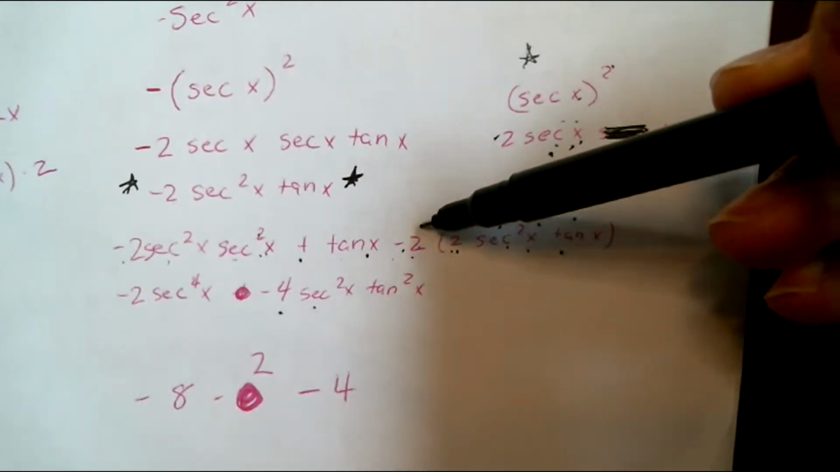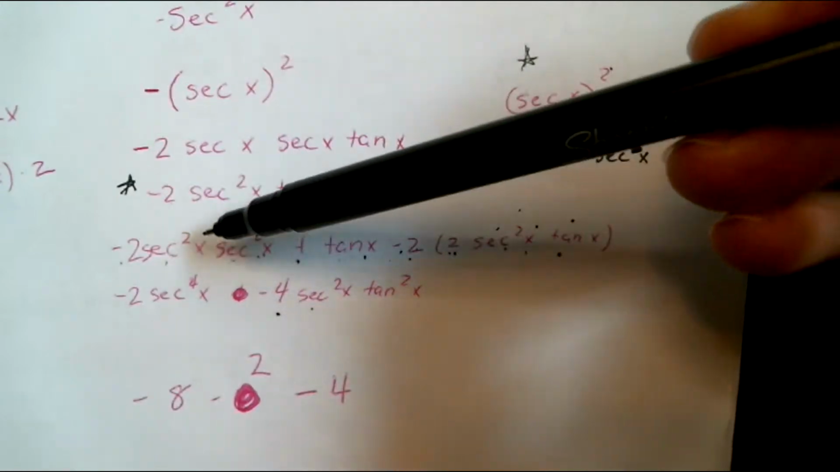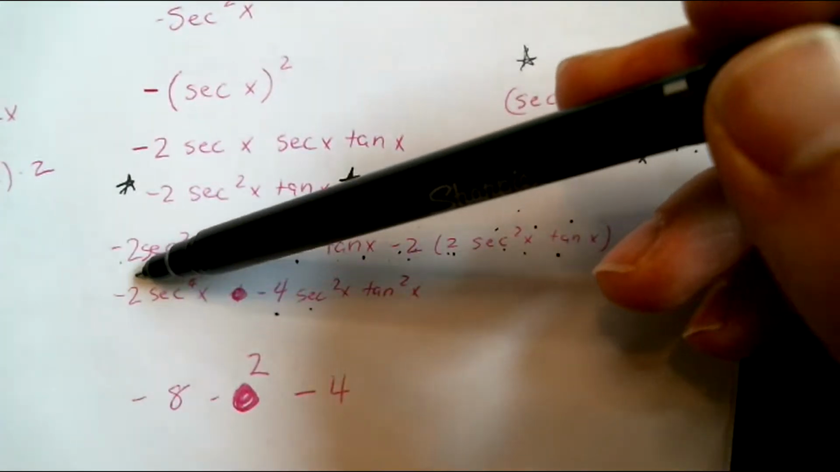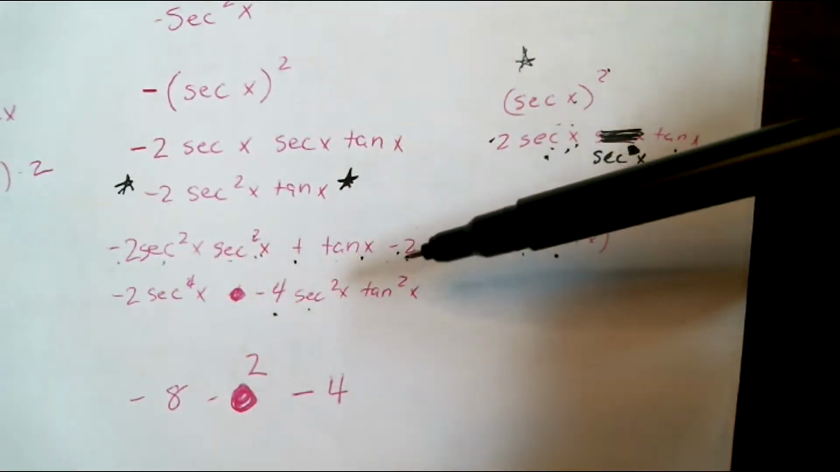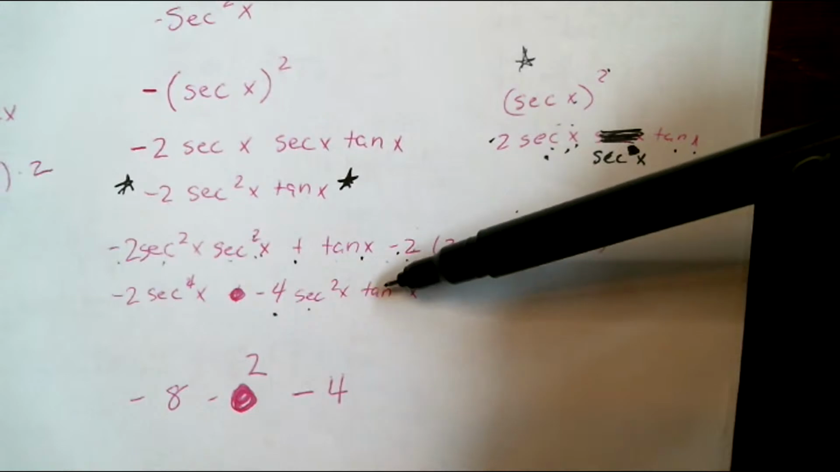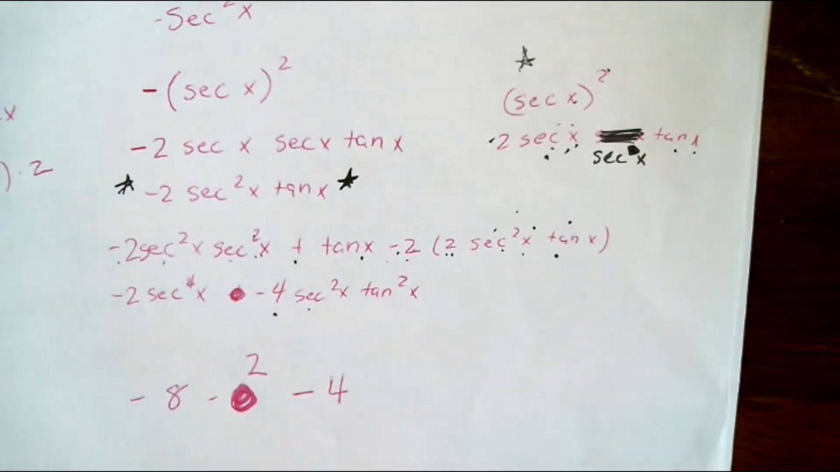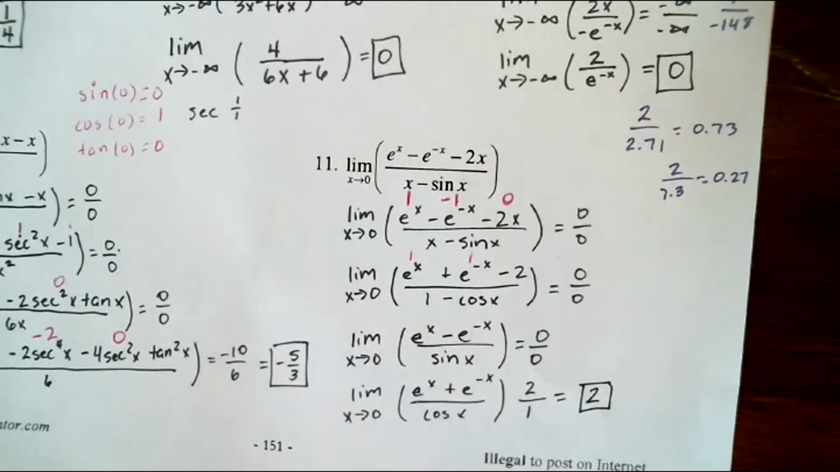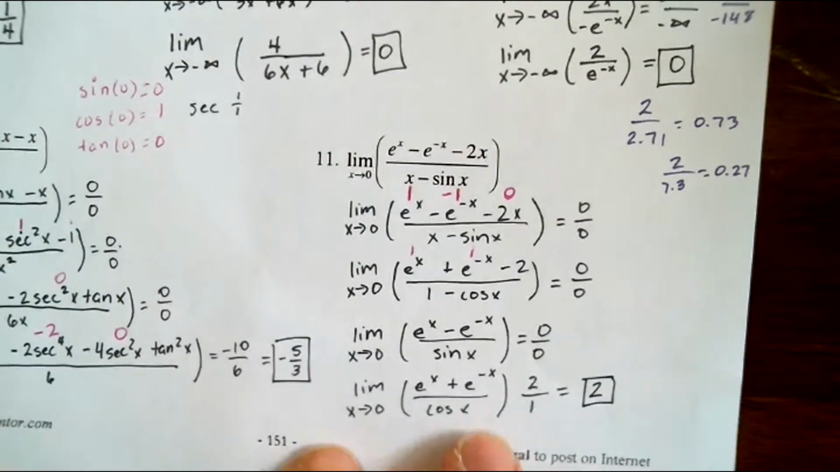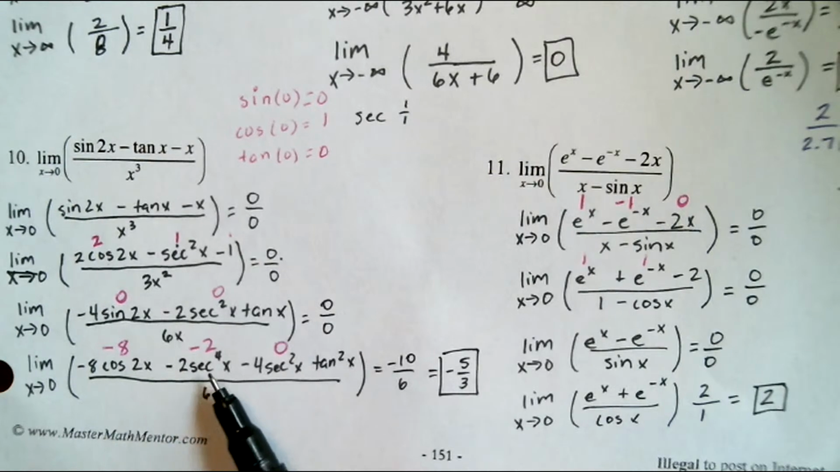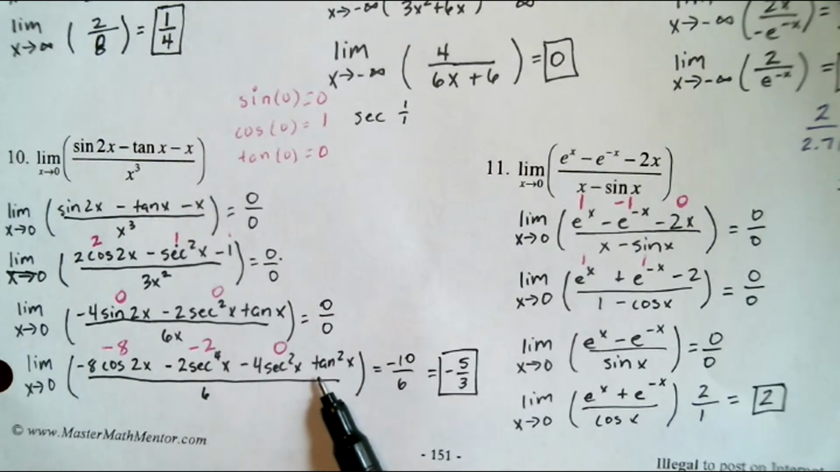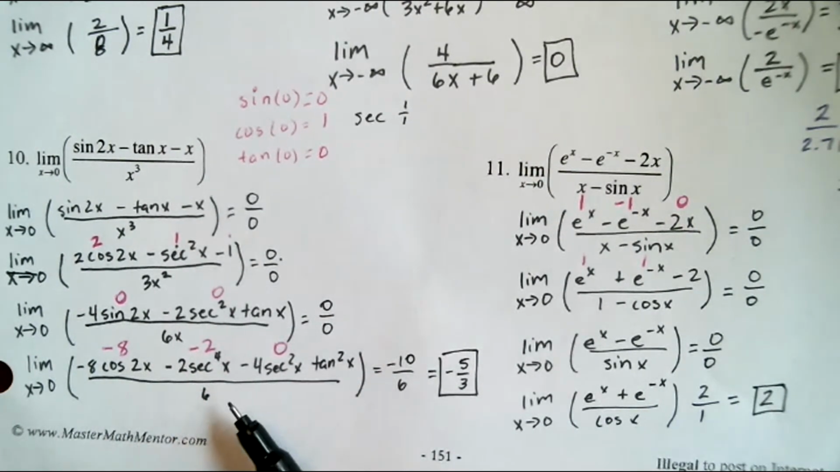Multiply 2 times -2. That gives me -4. Bring these two secant squareds together for -2 secant to the 4th x, and then clean that up with -4 secant squared x tangent x. And then that takes us to this right here. Sorry, that gets a little nasty in there. Anytime you're dealing with trig functions, it can get a little nasty. All right, so then here, -2 secant to the 4th x minus 4 secant squared x tangent squared x. I just got that from the paper over here.